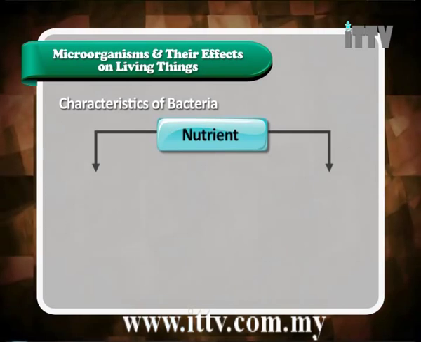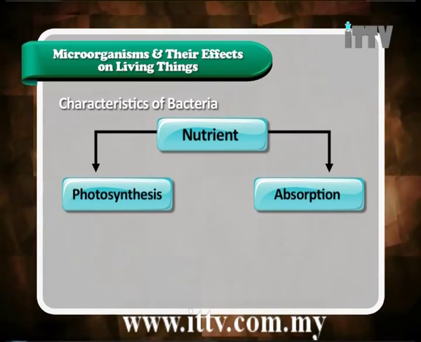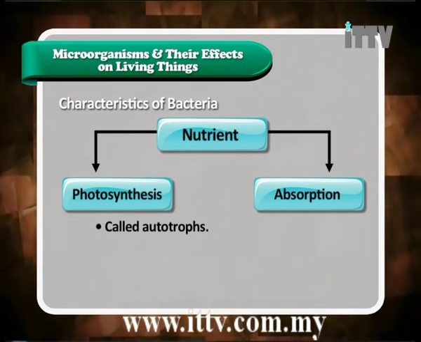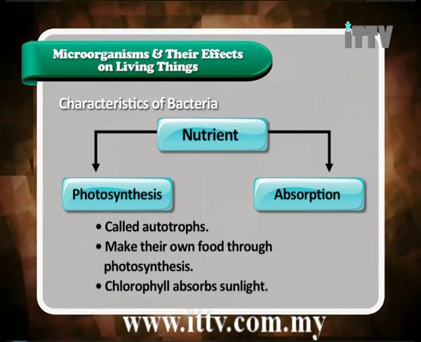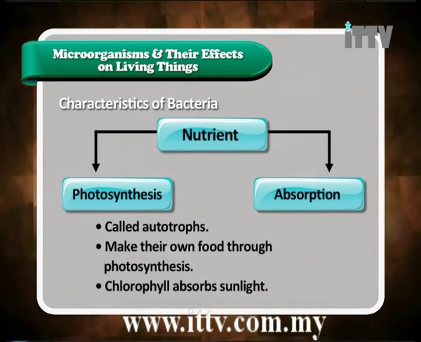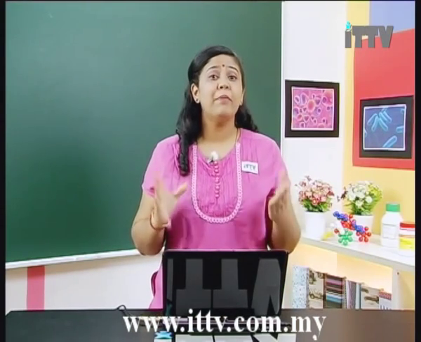How do bacteria get nutrients to grow and survive in different conditions? Bacteria which photosynthesize are called autotrophs. These bacteria make their own food through photosynthesis. The chlorophyll absorbs sunlight to produce nutrients for the bacteria to grow and survive. So from here we can understand that bacteria that make their own food are called autotrophs. Why? Because they have chlorophyll and they can do the photosynthesis process by absorbing the sunlight.